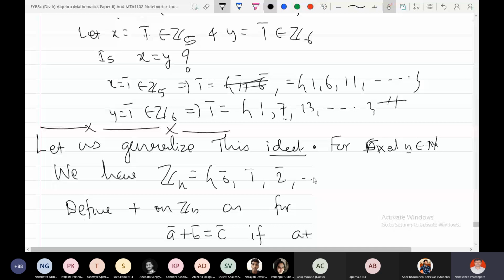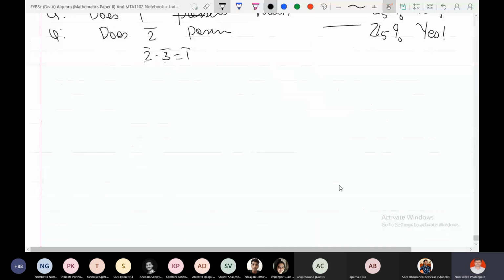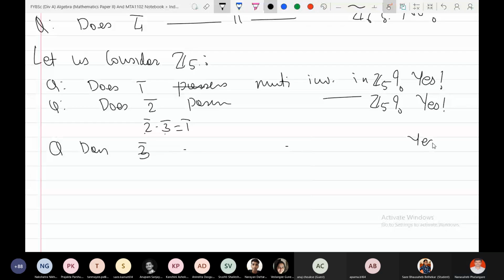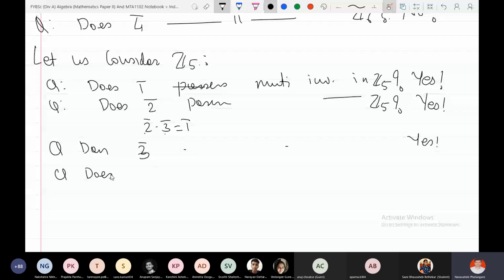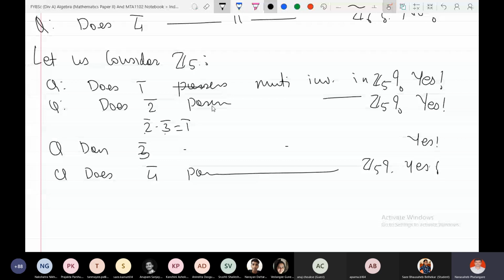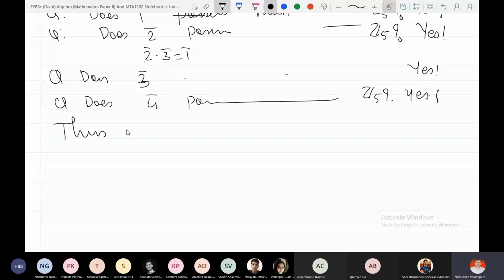Now what is the question? Do 2 bar and 3 bar possess multiplicative inverses? Yes. And does 4 bar possess a multiplicative inverse in Z5? Again the answer is yes. So what is the conclusion? Every non-zero element in Z5, except 0, we tried for every one. So from the multiplication table also it is clear.